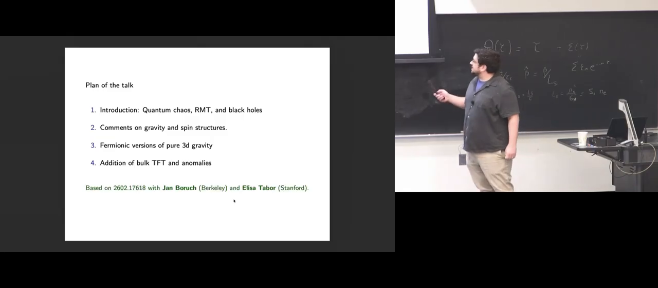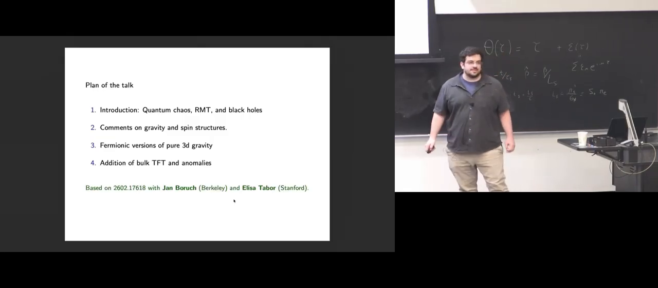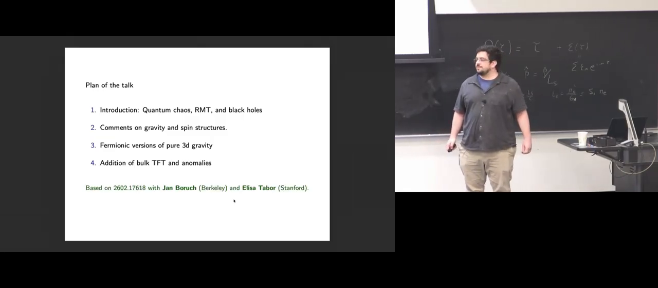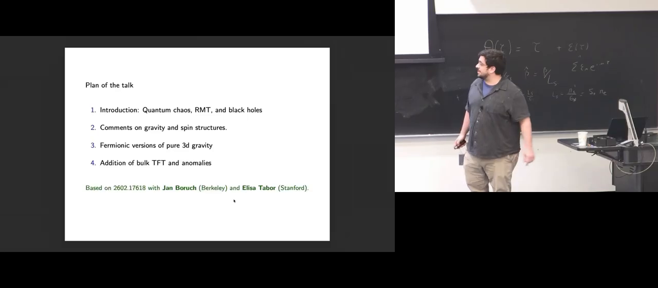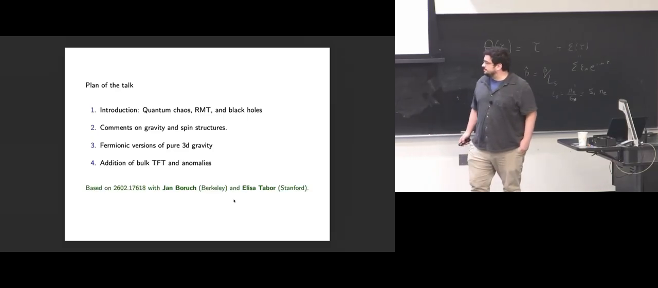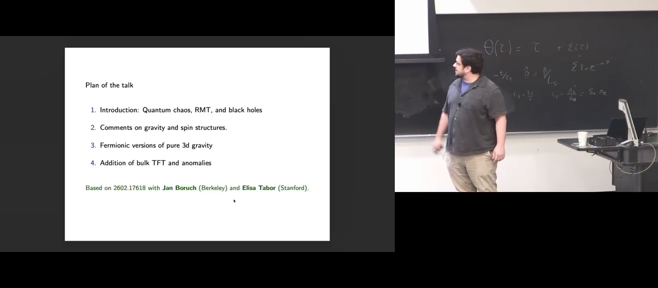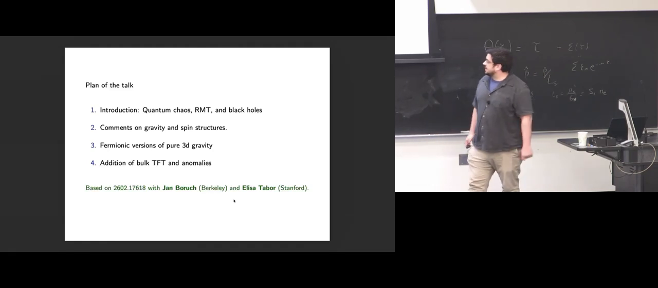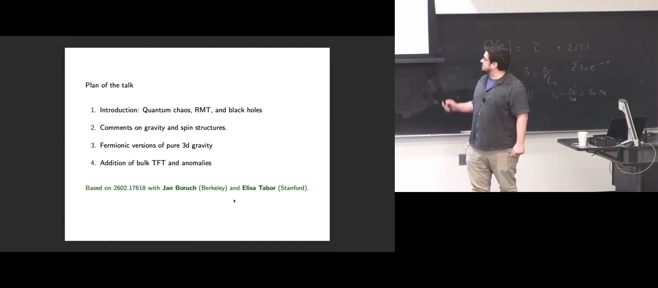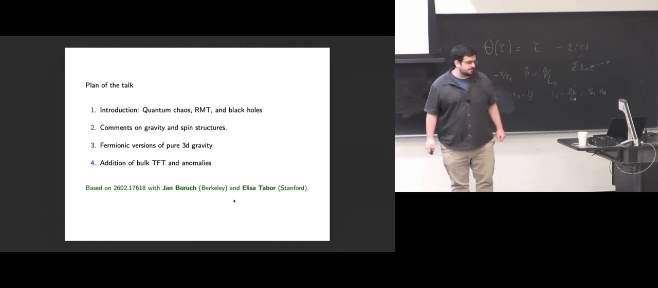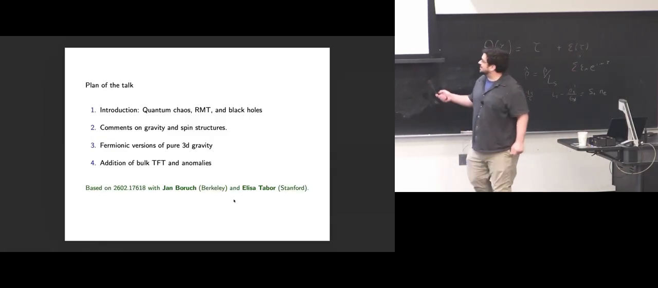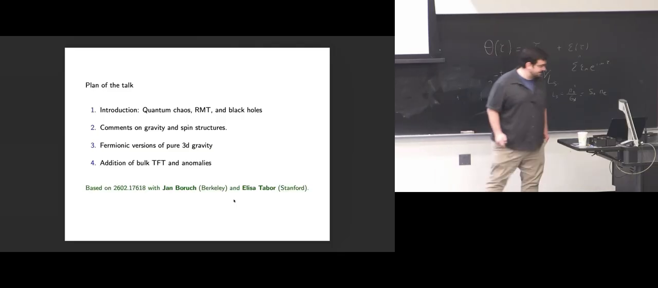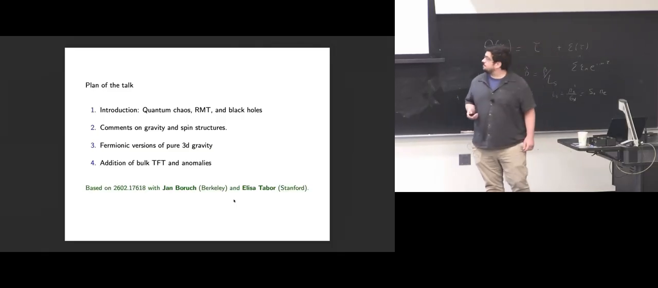And in the last part, I will discuss what happens in gravity when you add topological field theories of the type that appear in, for example, the discussions about SPT phases of matter, but we will apply it to gravity. This is based on a paper that appeared a couple of weeks ago with two students, Jan Boruk from Berkeley and Elisa Tabor from Stanford, and all of the new things I'll describe are from this paper.